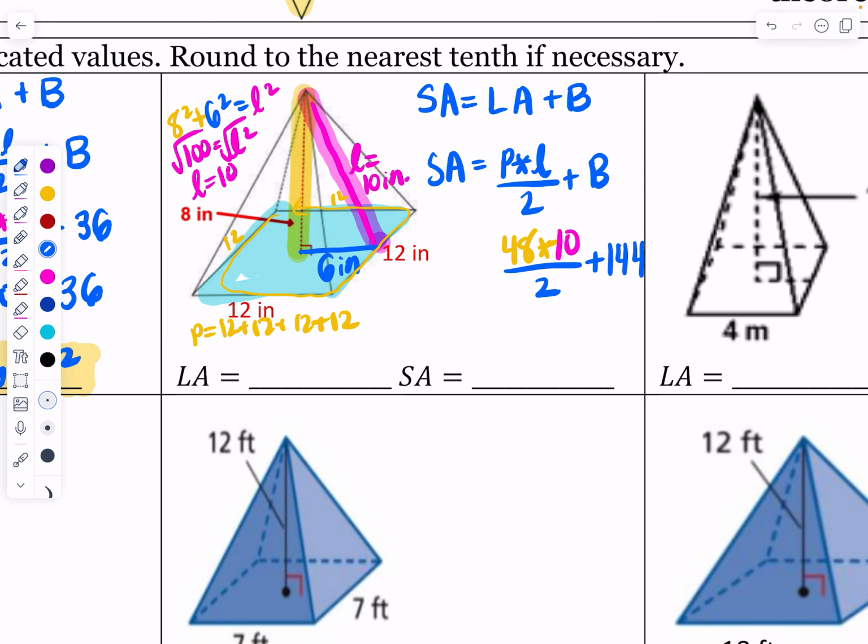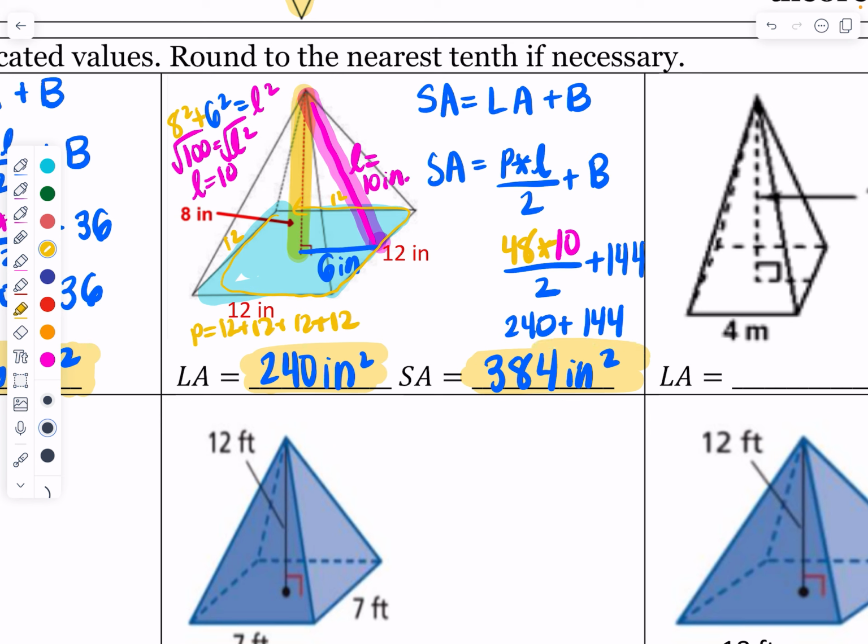Okay, so we're just going to go ahead and multiply that out. We're going to get 480 divided by 2, which gives me a lateral area of 240, and then the base is 144. So lateral area is 240 inches squared. When I add 144 to that, I'm going to have a total surface area of 384 inches squared. So there is my lateral area. There is my total surface area when I add in that base. So that one was a little bit harder just because we were not given the slant height.